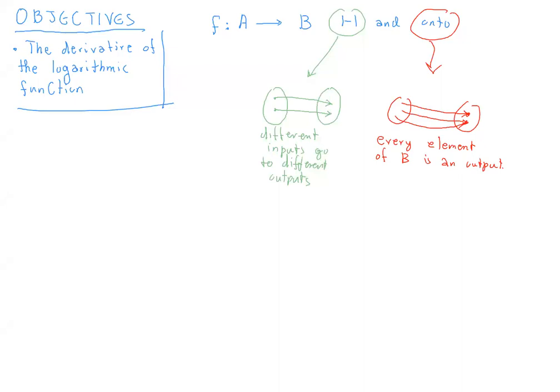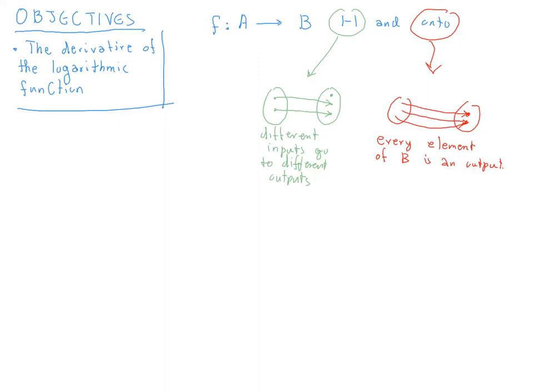For the first picture, let me just say that a one-to-one function doesn't have to be onto, so you could have this kind of situation here. This particular element is not the output of anything from the set A. And the second function, the red one that I drew, is not one-to-one, but it's onto.